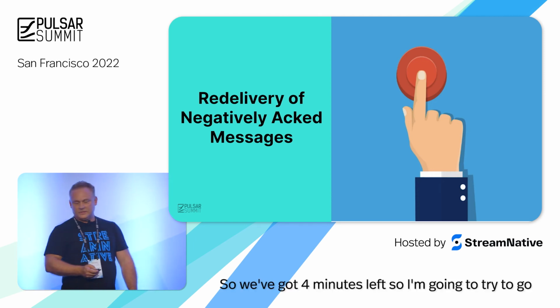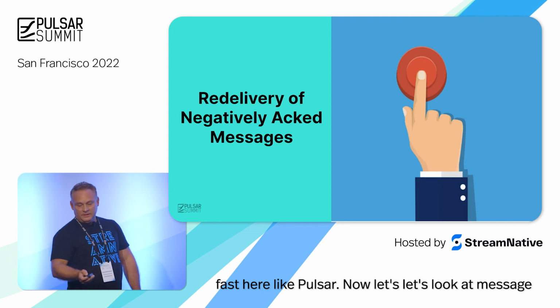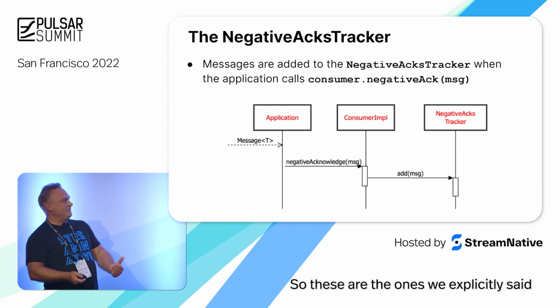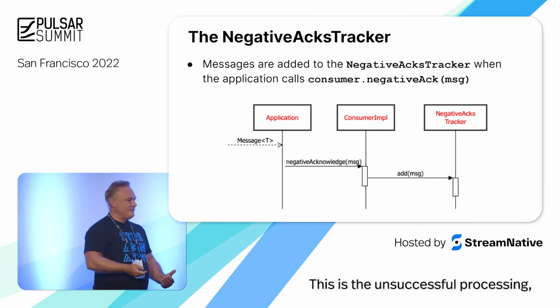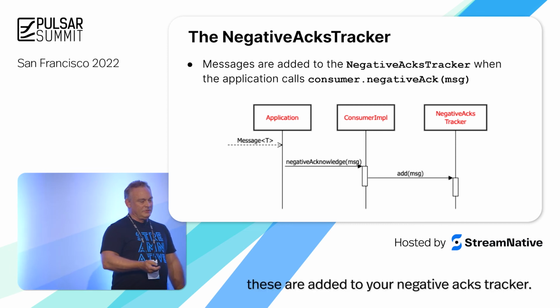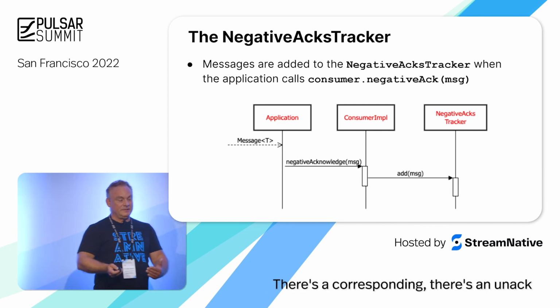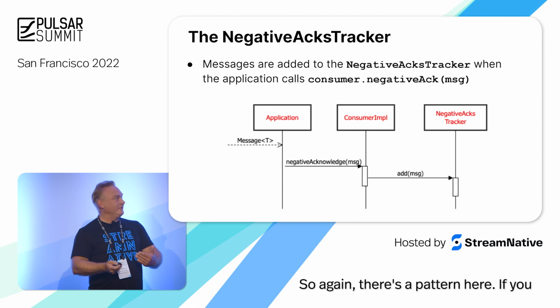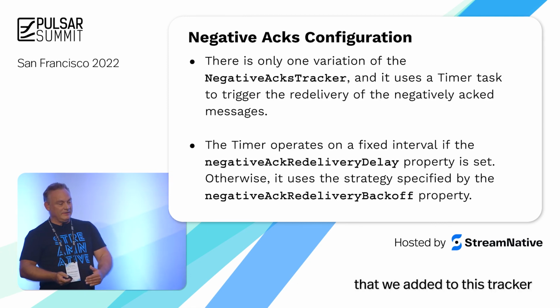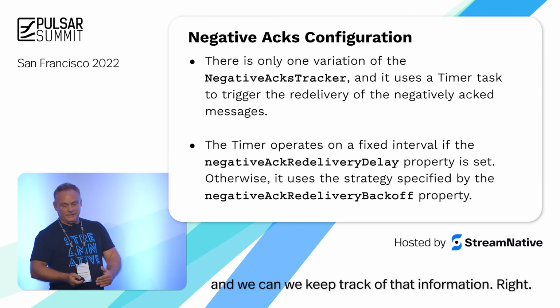So we've got about 4 minutes left, so I'm going to try and go fast here. Now let's look at message redelivery and how it works for negative Acks. These are the ones where we explicitly said, hey, I don't want this one. This is the unsuccessful processing, but you want to do it again, right? So these are added to your negative Acks tracker. There's an unacked tracker and there's a negative Ack tracker, so again, there's a pattern here. If you explicitly negatively acknowledge it, we add it to this tracker, and we keep track of that information, right?